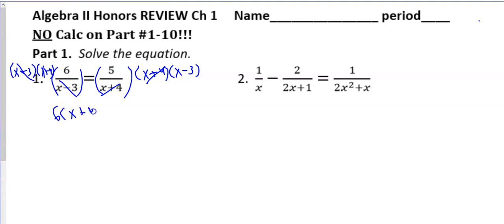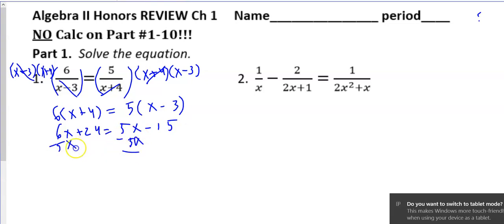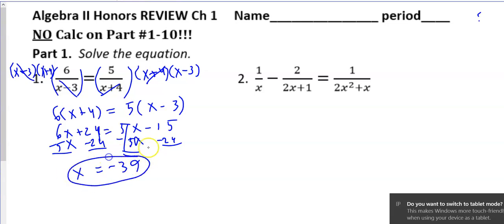6 times x plus 4 equals, let's see, equals 5 times x minus 3. So then you're just going to distribute there. So 6x plus 24 equals 5x minus 15. This is not bad. Subtract 5x. Subtract 24. And you get x equals negative 39. Not a bad idea to plug it in, especially to the denominators, but I think that works in the denominators, so I think it works overall.